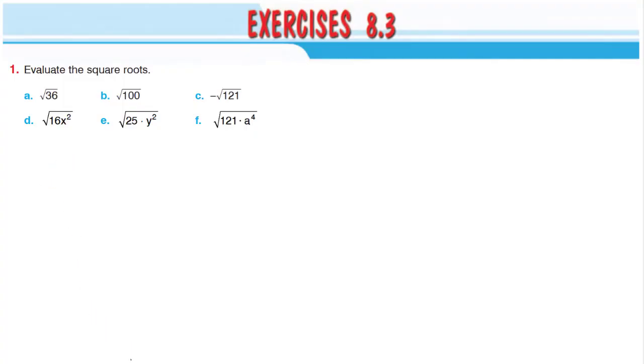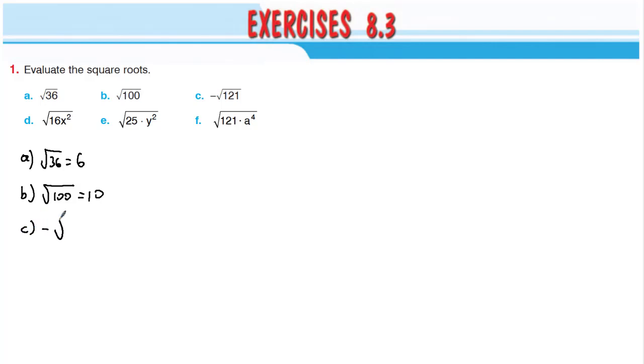Hello dear students, we will start with solving problems from exercise 8.3. Let's start with the first one. Square root of 36, as we know, it's just 6. Under B, we have square root of 100, that's just 10, because 10 squared is 100.